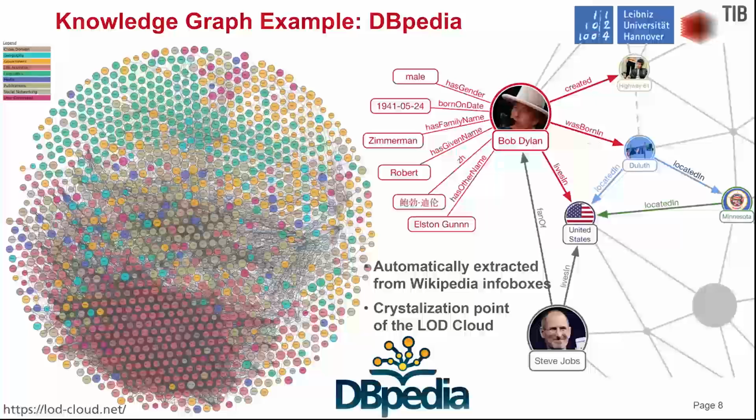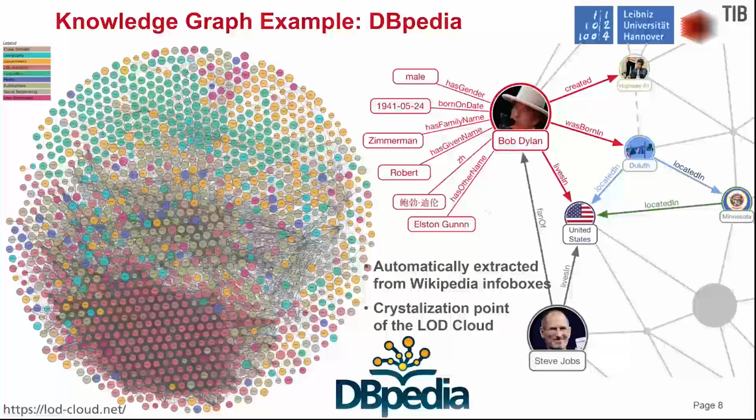excerpt from DBpedia, where you have entities, relationships, or also attributes describing these entities, like here the gender, the birth date, the family name, given name of Bob Dylan. And then you have relationships, for example, that Steve Jobs was a fan of Bob Dylan and lives in the US, was born in Duluth, and so on and so forth. And meanwhile, we have many of these kind of knowledge graphs. DBpedia is one of them.